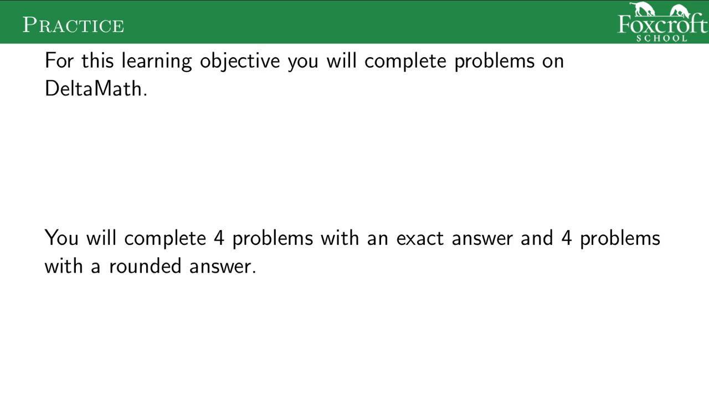For this learning objective, you're going to complete some Delta Math problems. You'll complete 4 where you need an exact answer and 4 with a rounded answer. Again, if you have those special right triangles in your notes, just follow along with the patterns, and you can figure out the missing side you're looking for with the special right triangles.